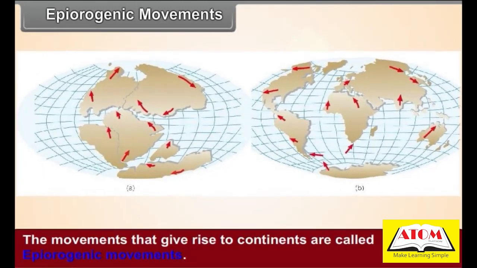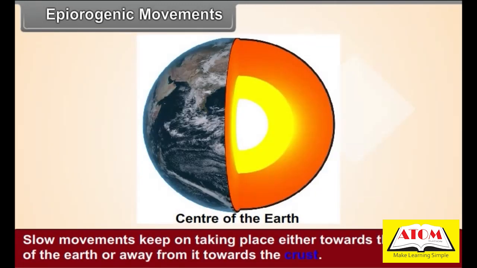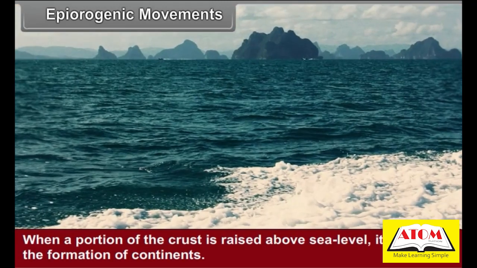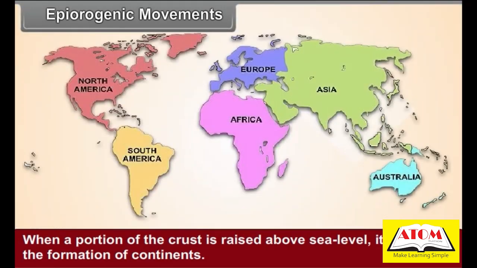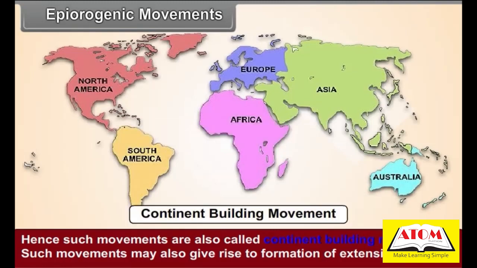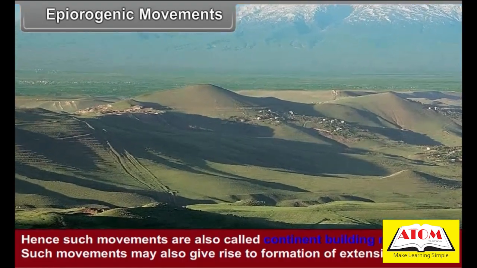Epeirogenic movements. The movements that give rise to the continents are called epeirogenic movements. Slow movements keep on taking place either towards the center of the Earth or away from it towards the crust. Due to such movements, an extensive portion of the crust is raised up or subsides. When a portion of the crust is raised above sea level, it leads to the formation of continents. Hence, such movements are called continent-building movements. Such movements may also give rise to formation of extensive plateaus.